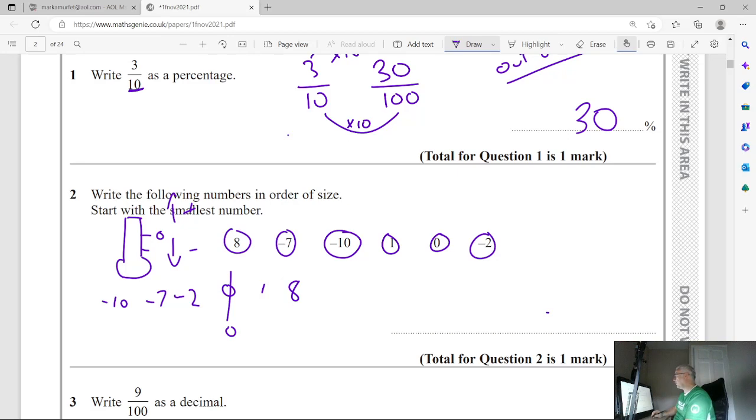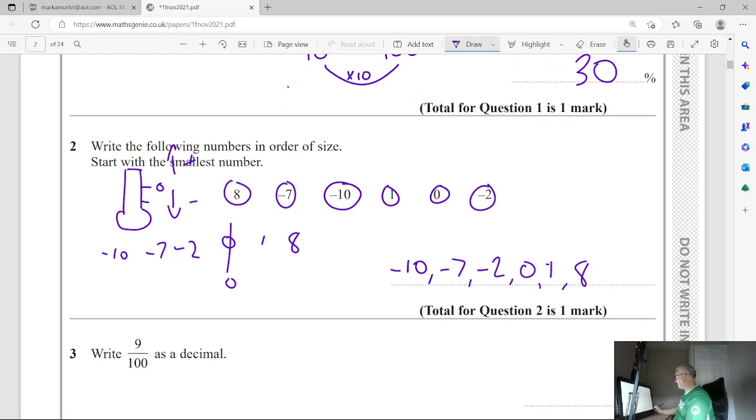So in order of size, starting with the smallest, it will be -10, -7, -2, 0, 1, and 8. So again, just get in your head, anything when it's talking about negative numbers, think about temperature, and you won't go far wrong. Okay, so question 3.